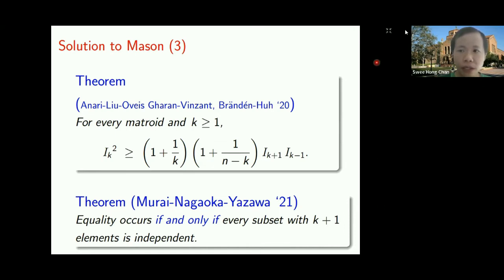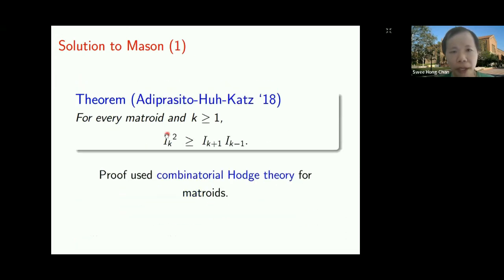Okay, if there are no questions, then let me continue. In fact, let me go back a little bit to Mason 1 and Mason 3. I want to look at the evolution of ideas in the proof of Mason's conjecture.